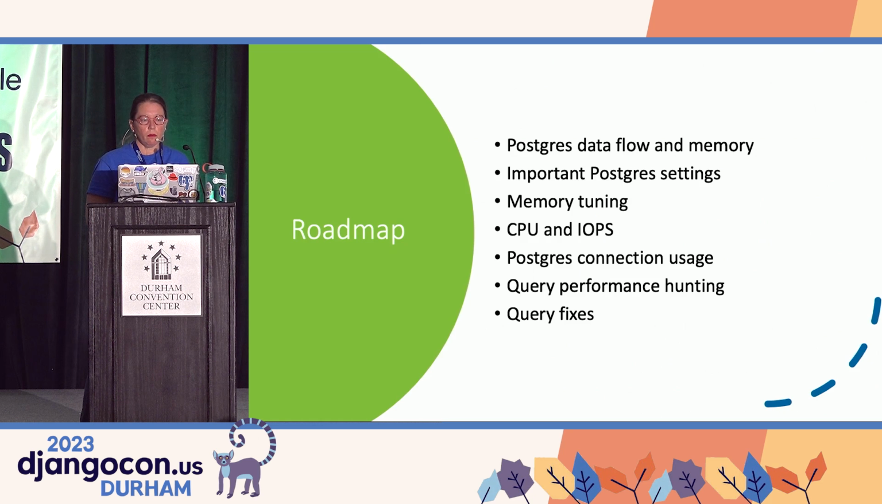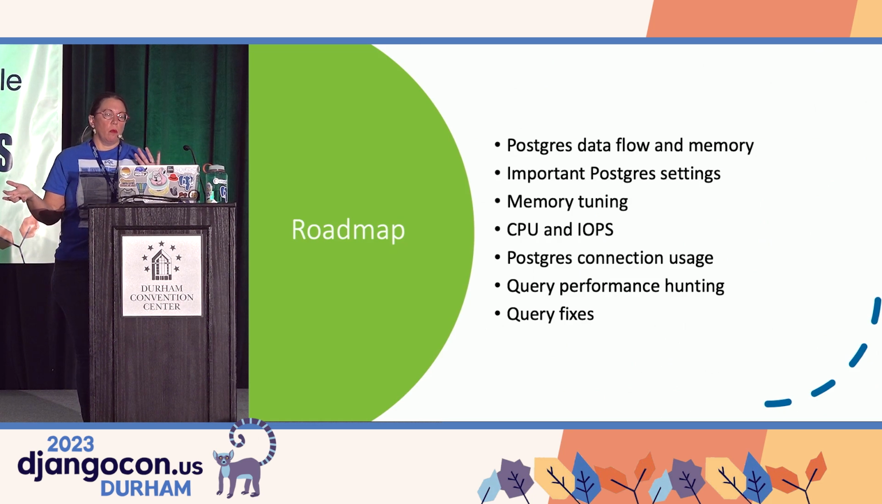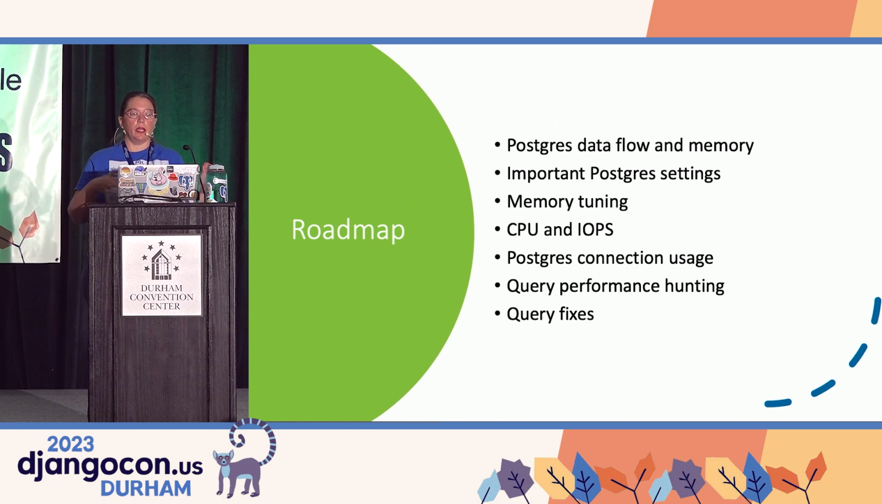So a little bit of a roadmap today for what we're going to talk about. We're going to talk about how data gets in and out of Postgres, some memory settings that you'll want to look at, some other machine things like CPU and IOPS. We'll talk about connection usage, and then we'll talk about some query performance.